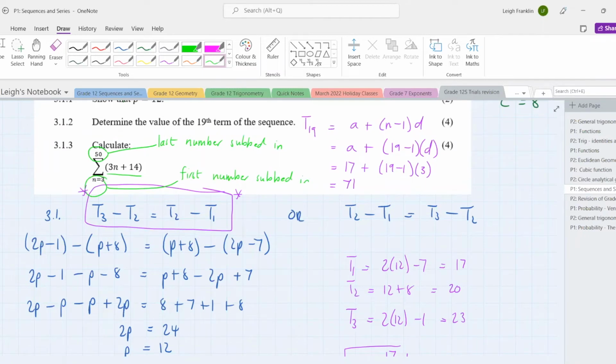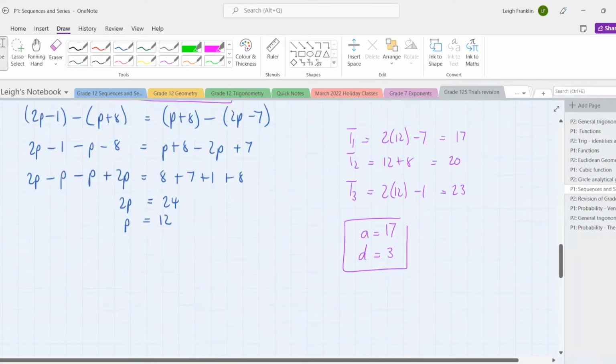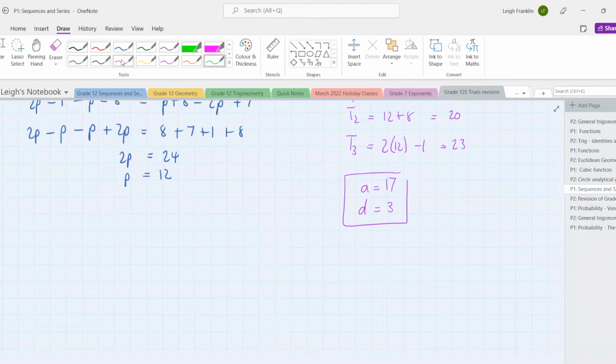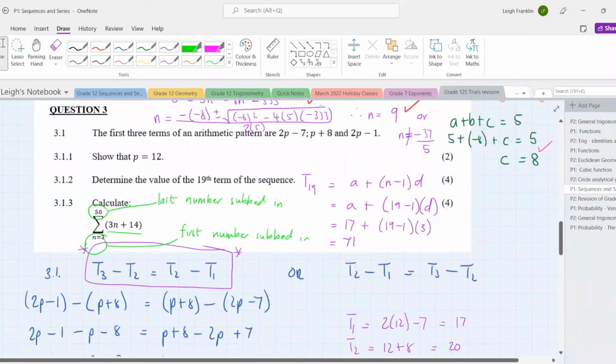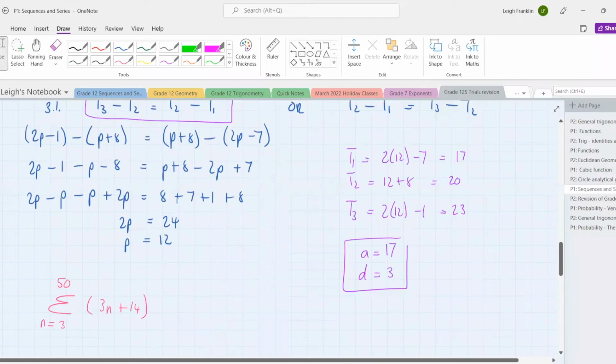Okay, so in other words, they want us to calculate the sum of a series. We start subbing in when n is equal to 3, we stop when it's equal to 50, and our pattern is 3n plus 14, which is the nth term of this particular pattern that we've actually been working with.